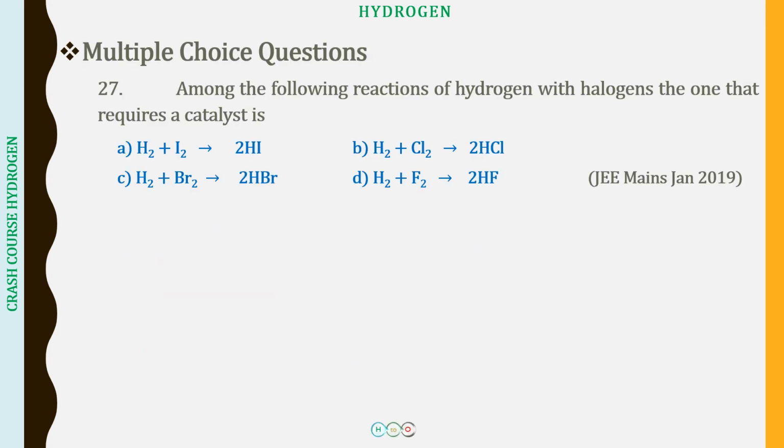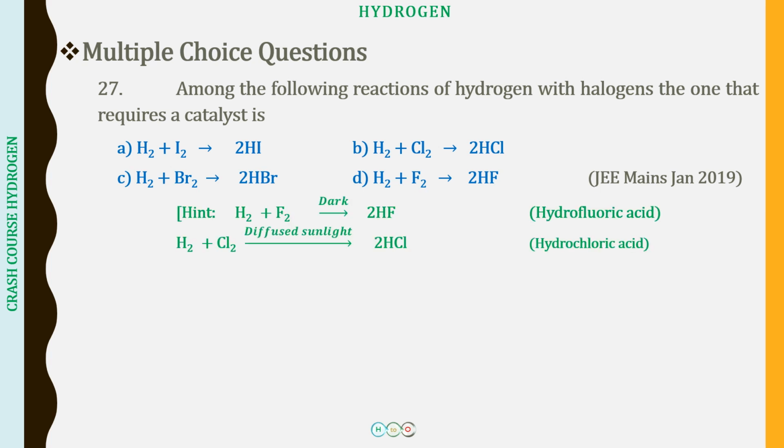The next question is: among the following reactions of hydrogen with halogens, the one that requires a catalyst is hydrogen and iodine reaction, hydrogen and chlorine reaction, hydrogen with bromine, or hydrogen with fluorine. This question was asked for the JEE Mains January 2019 examination. All the reaction conditions are very important for you to remember. Hydrogen reacts with fluorine in dark, with chlorine in diffuse sunlight, with bromine when we heat the mixture, and with iodine when we have a catalyst and 675 Kelvin of temperature. So all these conditions you should remember very well.